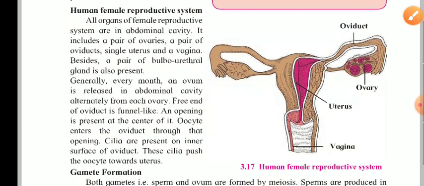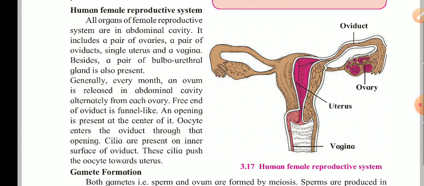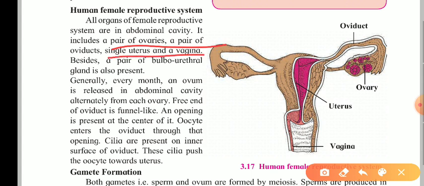Now the next part is the human female reproductive system. This particular reproductive system is much more complex than the male reproductive system. In this we have important parts: a pair of ovaries, a pair of oviducts, a single uterus, and a vagina. Besides, a pair of bulbourethral glands is also present.